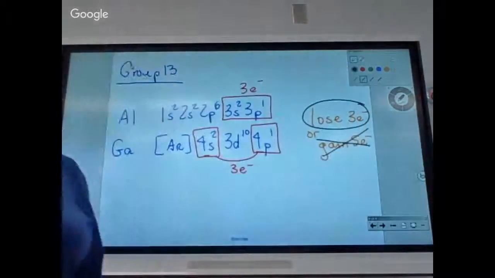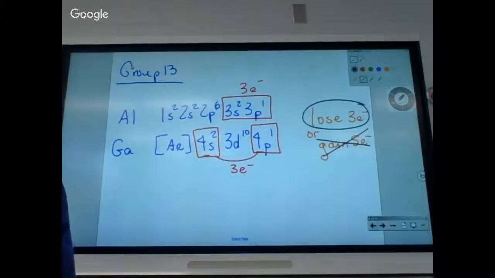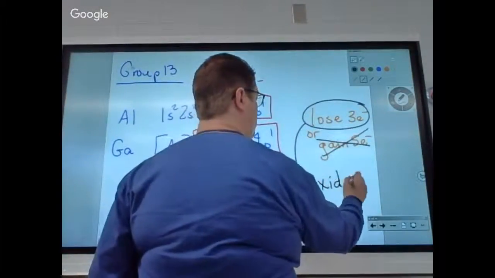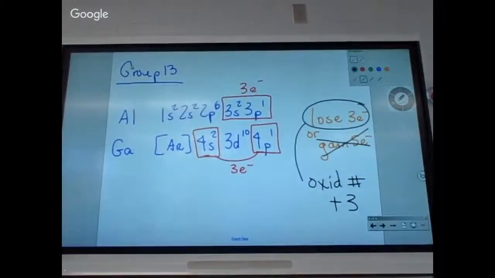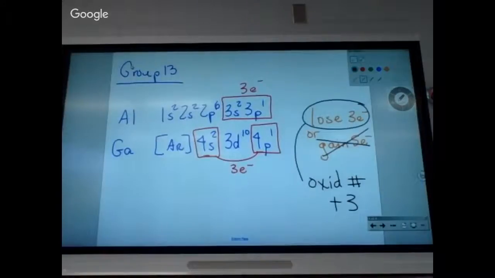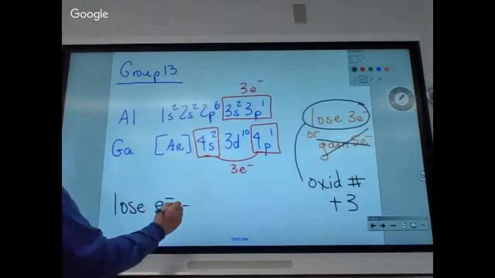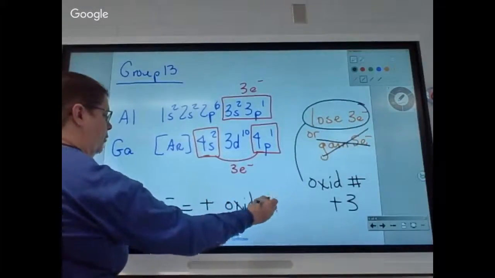We're getting there. If I lose 3, what charge am I going to have? That's right. So my oxidation number is a positive 3 because, again, we lost 3. Anytime we lose electrons, it means we're positive. This is what I was trying to get at yesterday at the end of class. When we lose electrons, you have a positive oxidation number.